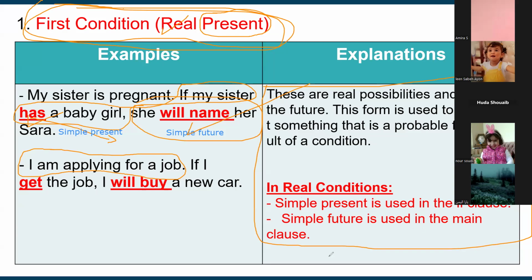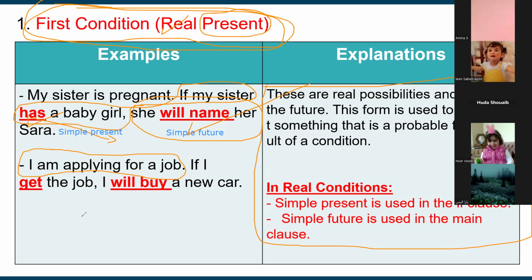How much time is left? Because I want you to write some examples in the chat box. We have 2 minutes, girls, which is more than enough. I want you to write 2 sentences in the chat box. One conditional sentence, starting with the if clause, real present. You write simple present then simple future, then I want you to switch. You start with the result clause, then the if clause. Yalla, start writing very quickly. Do not forget to use simple present or simple future because this is real present.